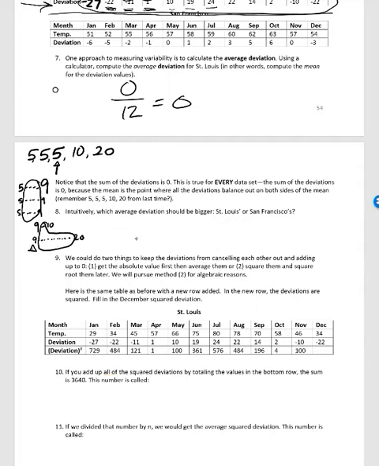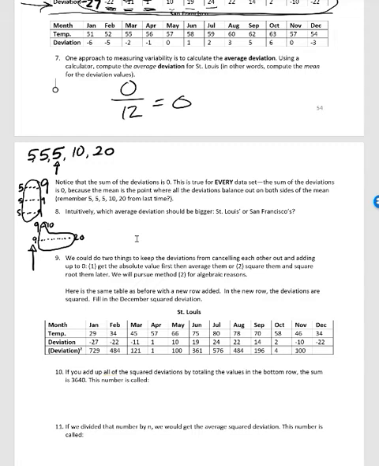This is the mean's job. The whole job of the mean is to balance the negatives with the positives. So that means every time we add up all these deviations, all the negatives are going to balance out all the positives, and it will always be 0. So that's not going to work, right?